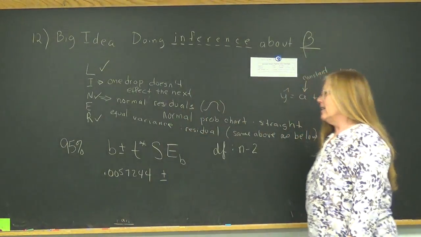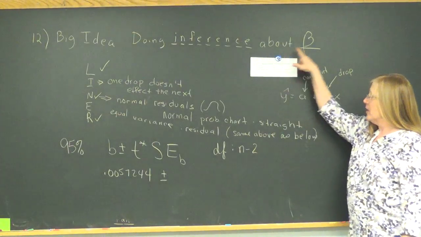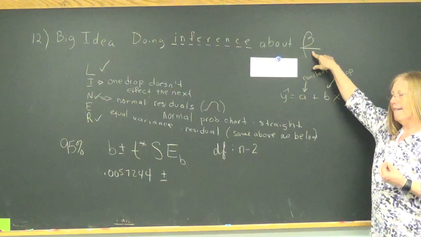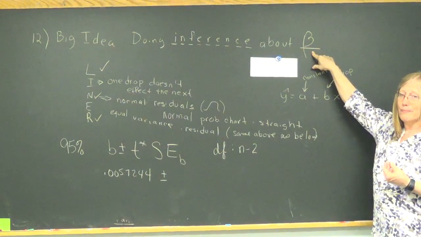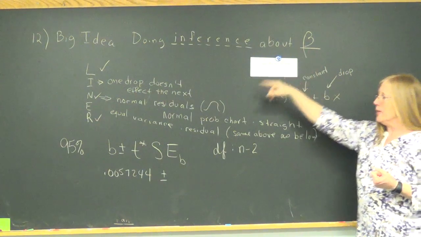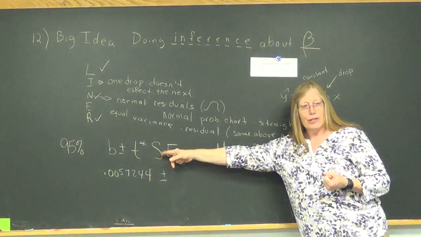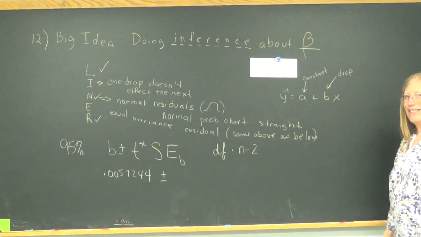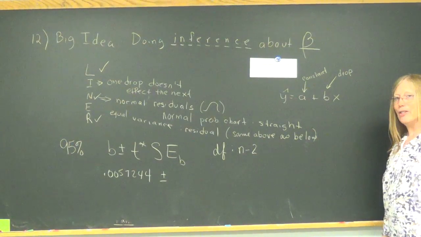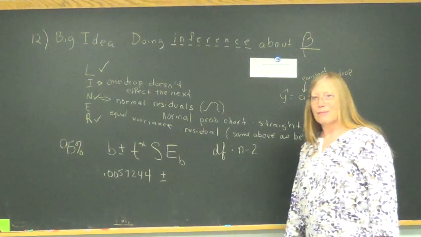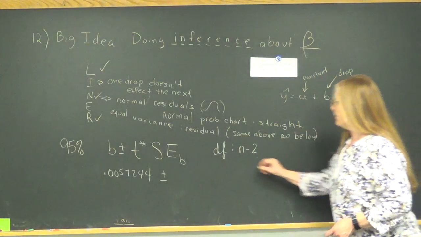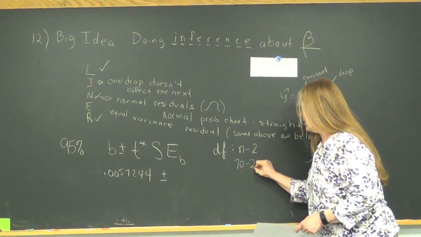N minus 2 is where we're doing inference around slope. That's the only time. Every other time when we're doing a T procedure, it's n minus 1. So is it 68? Yes, 70 minus 2 gives us 68. So we have to say that T star is 2 on this one.